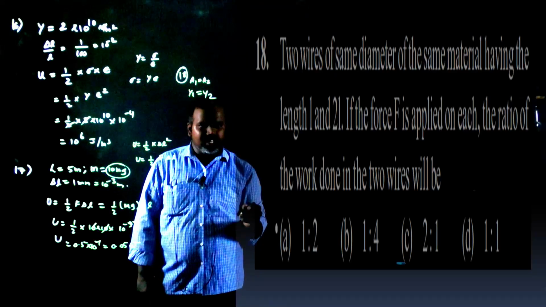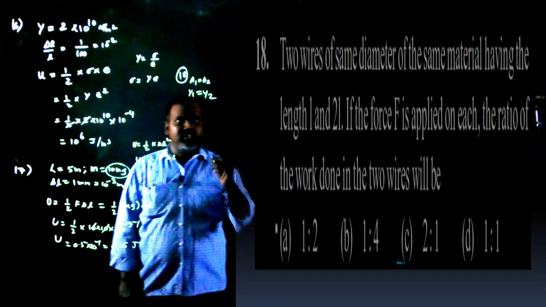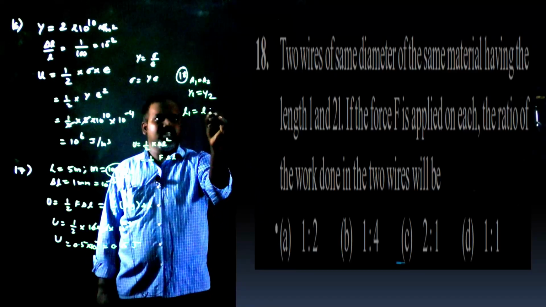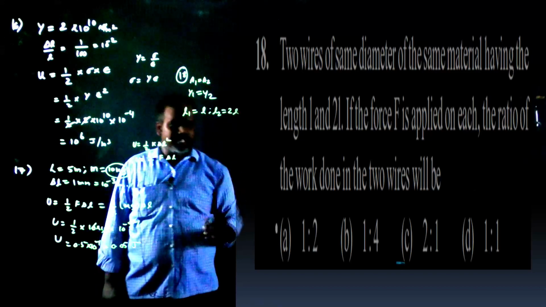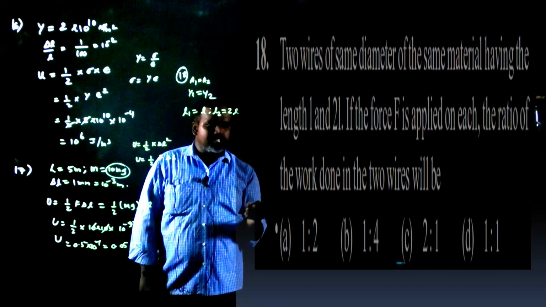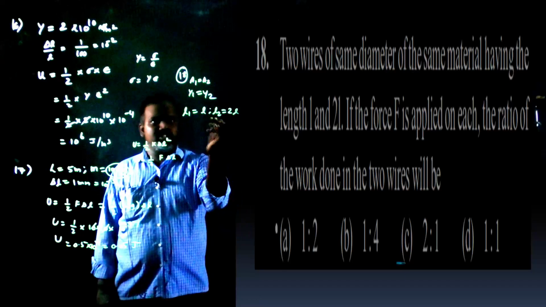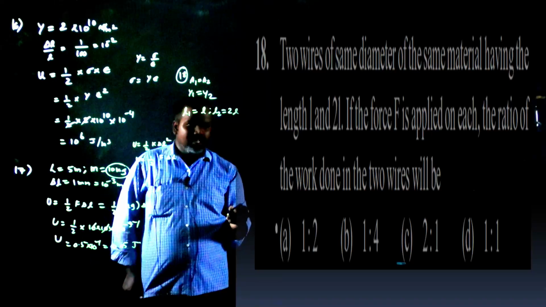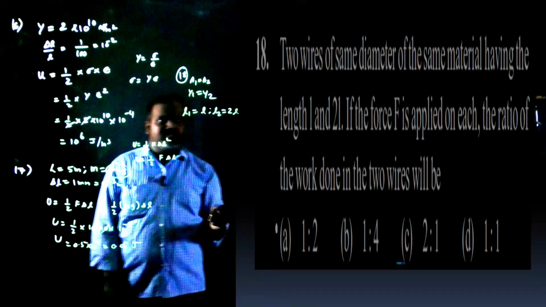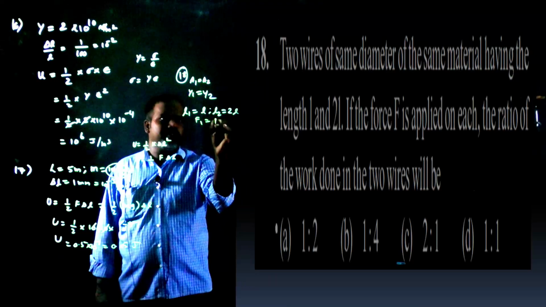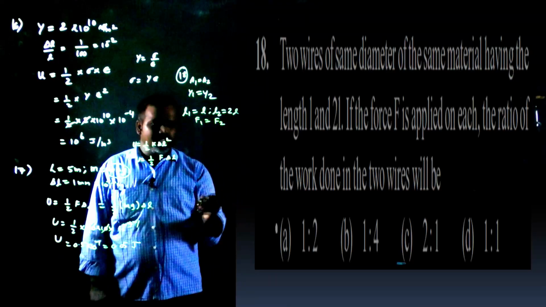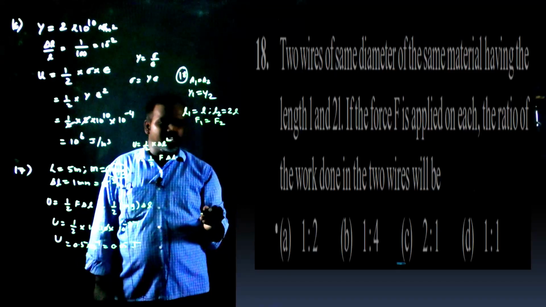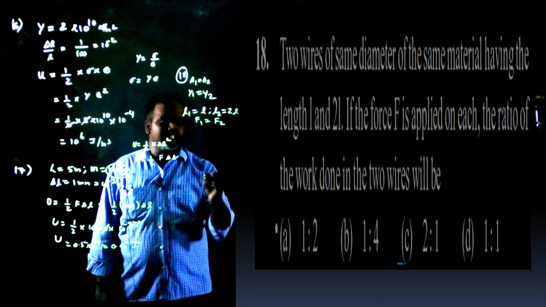The wires have lengths L and 2L, so L1 is equal to L and L2 is equal to 2L. And the force F is applied on each, so the force is also the same. The ratio of the work done in these two wires will be, so the same force is applied over there, and then we have to find out the work done value. Work done is nothing but potential energy.